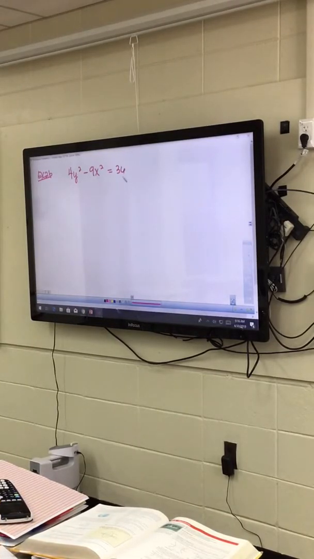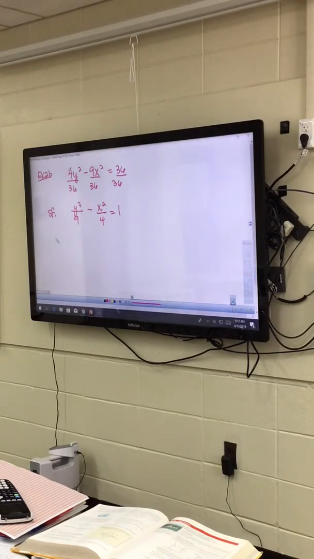So we have 4y squared minus 9x squared equals 36. So what do we need to do here in order to make this look like the standard equation of a hyperbola? Divide by 36. So I have y squared over 9 minus x squared over 4 equals 1. So this is my standard form. That's the standard equation of the hyperbola.